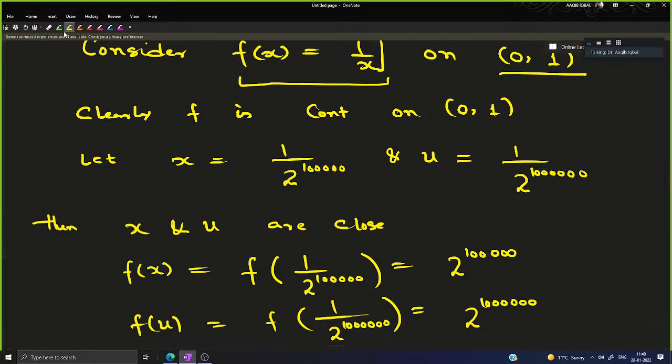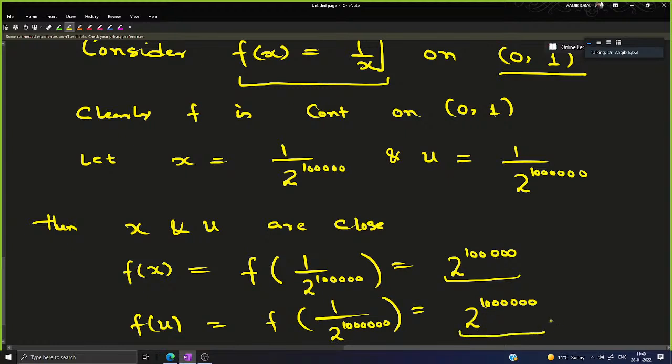Now what to do? Compare these images. This is 2 to the power 100,000 and this is 2 raised power 1 million. If you look at them, they are very very apart from each other. If you look at the distance between them, it is an enormous distance.